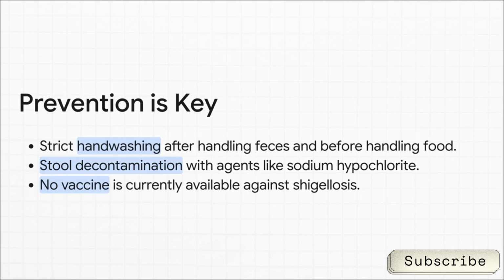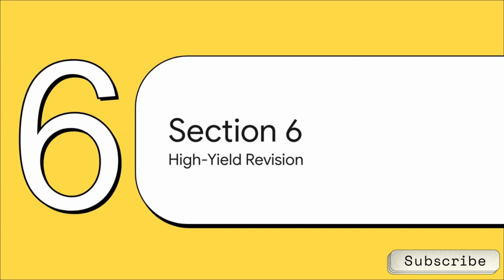Because Shigella is so incredibly infectious, it only takes a tiny number of organisms to cause disease. Prevention is all about hygiene. Strict, meticulous hand washing is the single most important thing you can do. In an outbreak setting, decontaminating stool is also helpful. And unfortunately, as of right now, there is no vaccine available, which makes these basic public health measures even more vital.